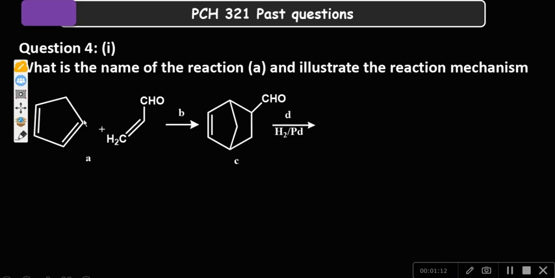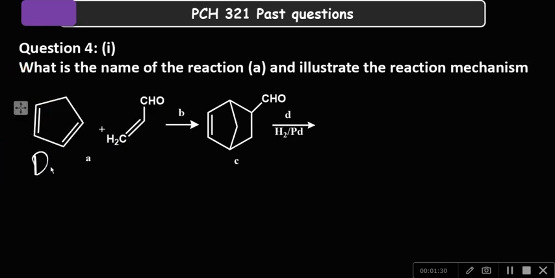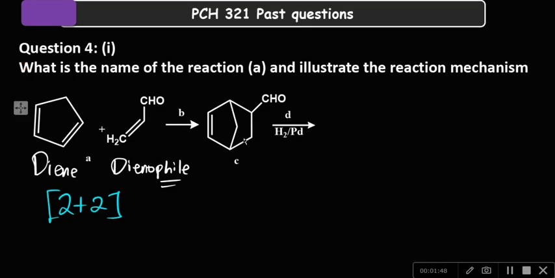Now, this is reaction A, which is the first reaction. It involves a diene, a cyclodiene, and acrolein, which is called a dienophile. And you know that a reaction between a diene and a dienophile is called the Diels-Alder reaction. It's a cycloaddition reaction, a 4+2 cycloaddition reaction, to form the desired products.